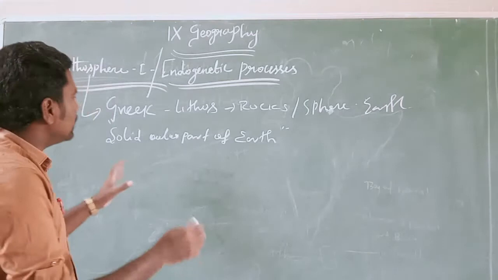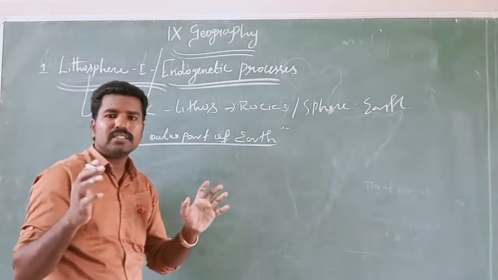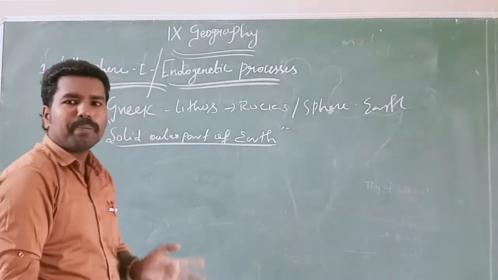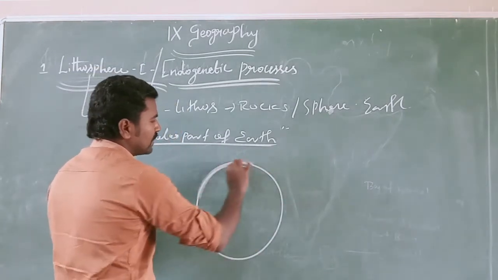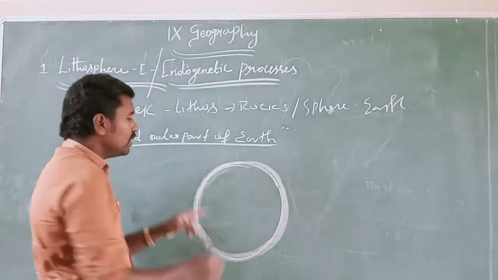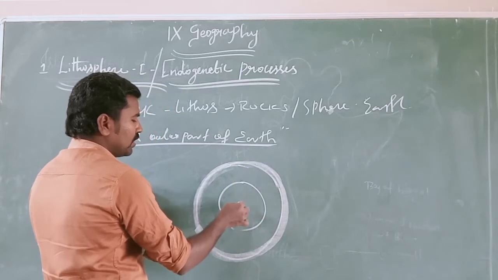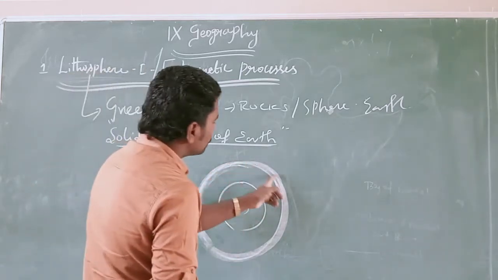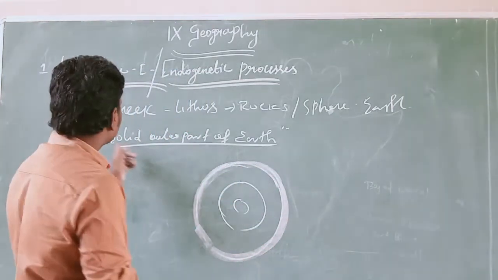It is not only the solid outer part of the earth, it also contains the outer mantle. The interior structure of the earth can be classified into three types. The first is lithosphere, the second is mantle, and the third one is core. The lithosphere is a solid portion because it is compact and very hot. That's why it's called solid.